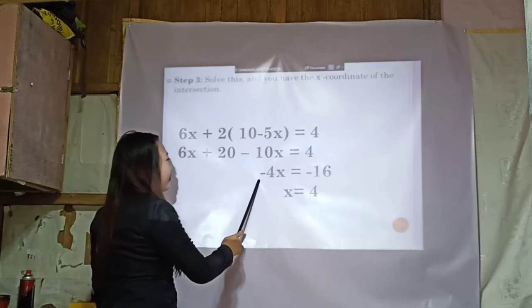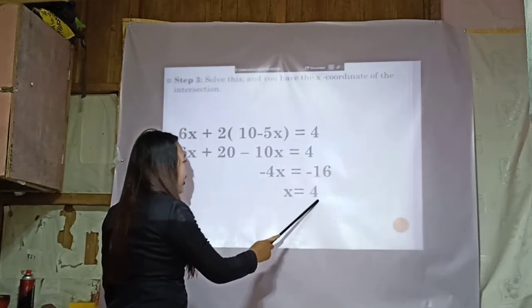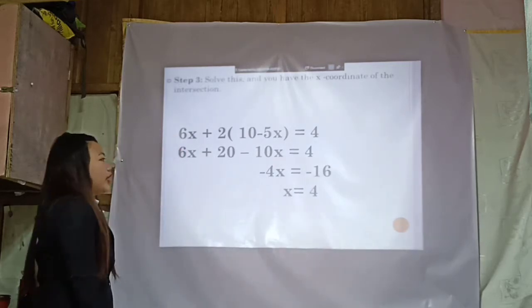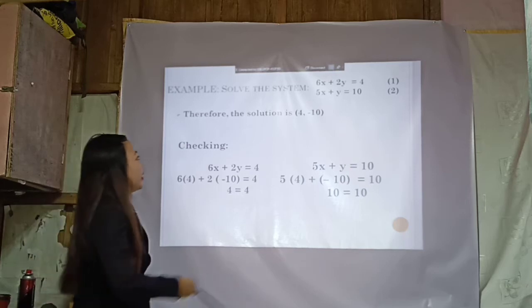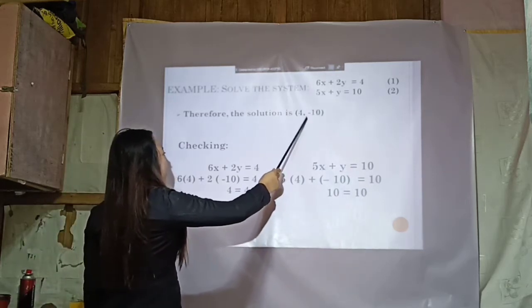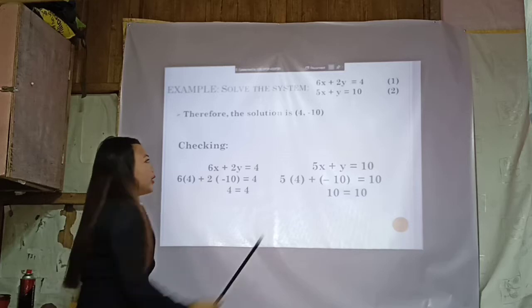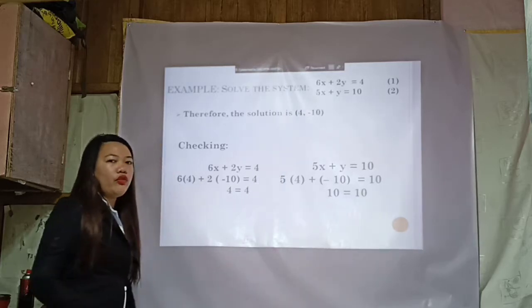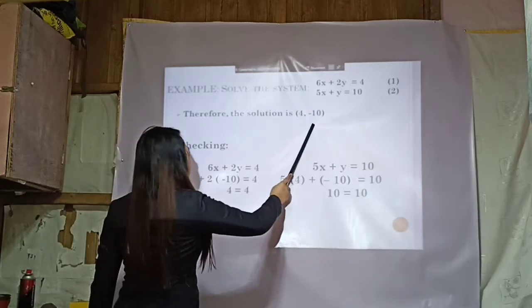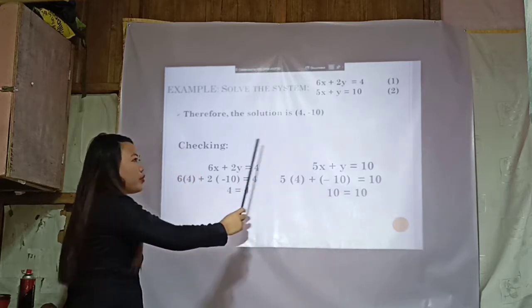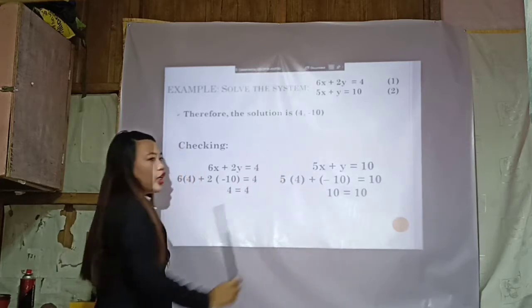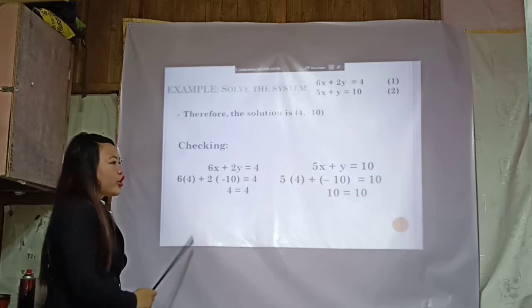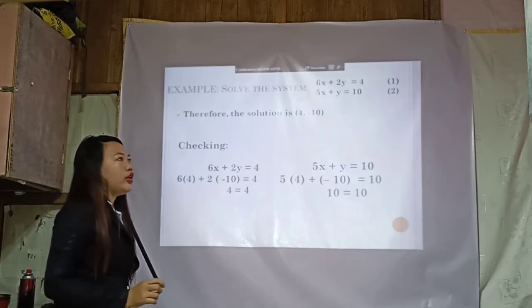So, negative divided by negative is equal to positive. Therefore, the solution is 4 and negative 10. The value of x is 4 and the value of y is negative 10. So, this would be the ordered pair to know if an equation is true or false.